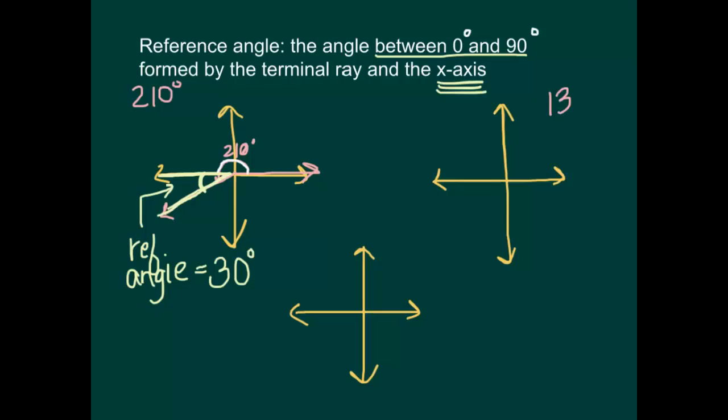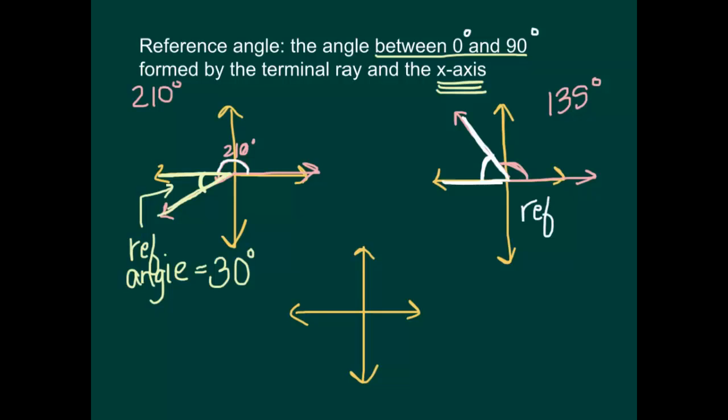How about 135 degrees? Let's sketch that in standard position. If I think about how far I'm going to get to 135 degrees, I know that I would land in quadrant 2. Our reference angle is formed by the terminal ray and the x-axis, and it's the angle between 0 and 90. So 135 is not going to be the reference angle because that's not between 0 and 90. This is our reference angle right there.